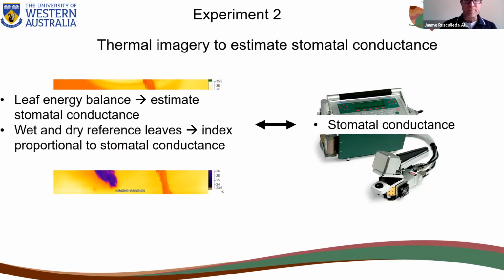And the way we tried to relate these two sets of data was basically, we used two different approaches using the temperature data. One was to try and model the leaf energy balance. Through this approach, you can basically estimate stomatal conductance directly. And the other approach is to use wet and dry reference leaves in the same image as your sample image to generate an index that is proportional to stomatal conductance.